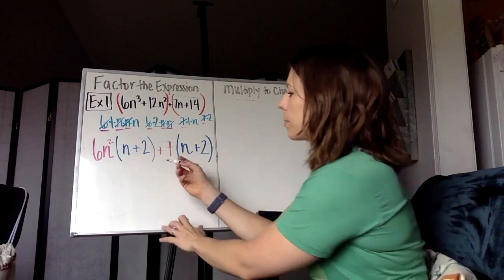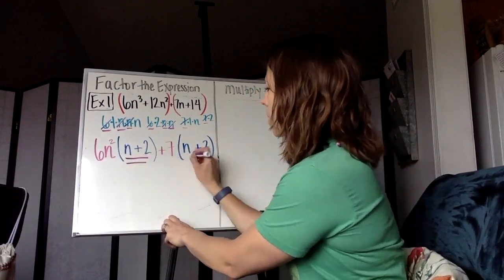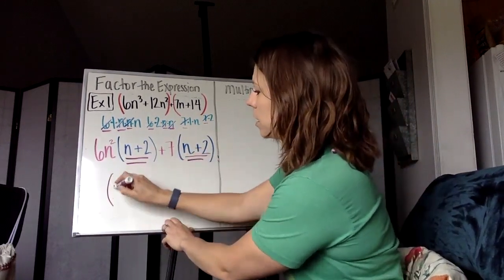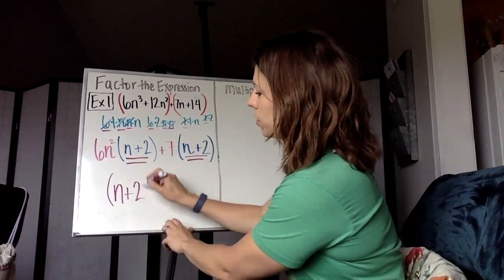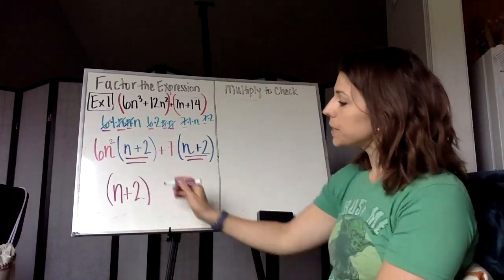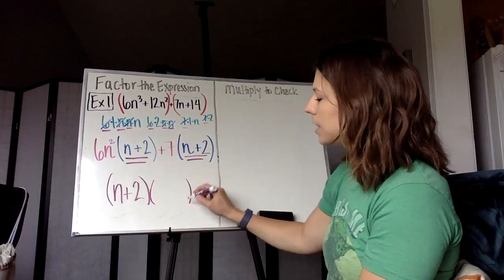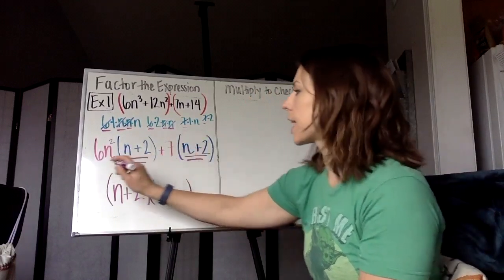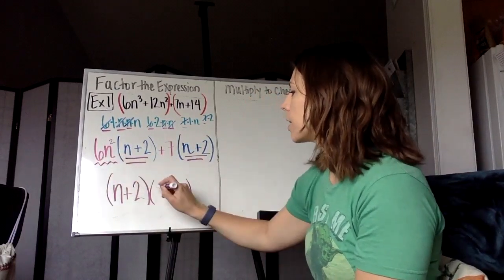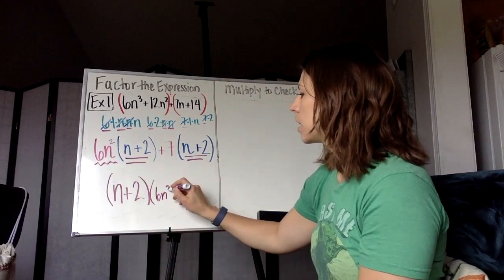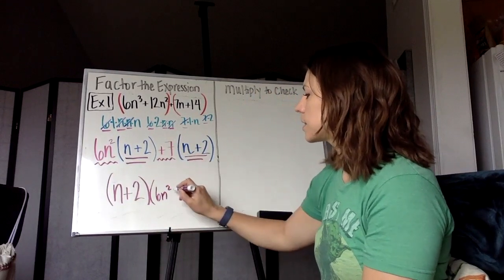If you do have a common binomial factor, you're going to factor that part out first, n plus 2. And then your second binomial is the GCFs of the first and the second. So 6n squared plus 7.